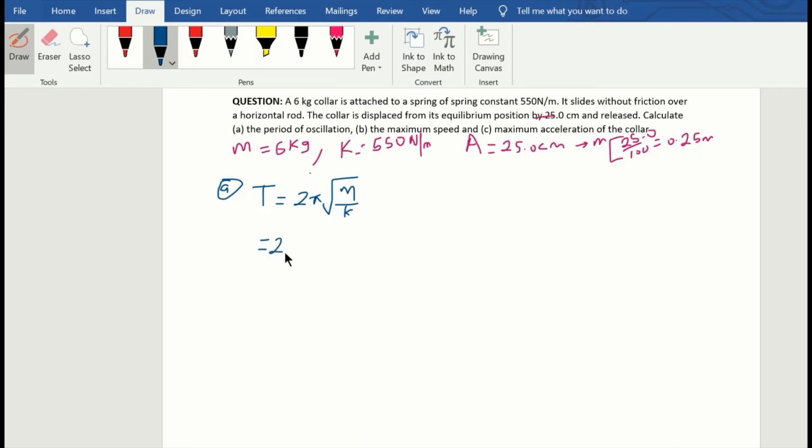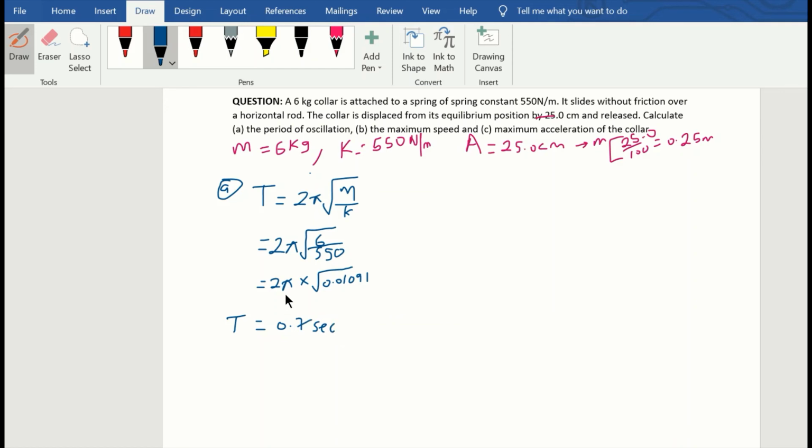So therefore we have 2 pi times the square root of the mass. The mass is 6 over the spring constant is 550. So therefore my period becomes 2 pi times the square root of, now 6 divided by 550 gives us 0.01091. So therefore my period of oscillation, if we put that in our calculator, should give us 0.7 seconds. So that is the period of oscillation.